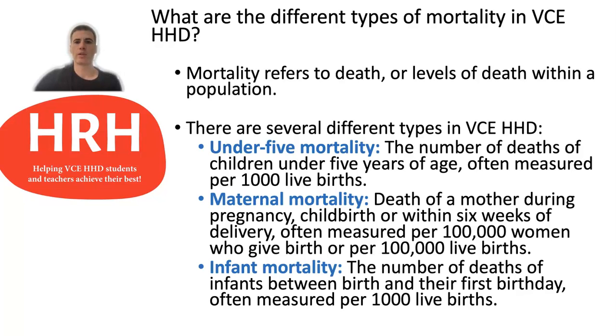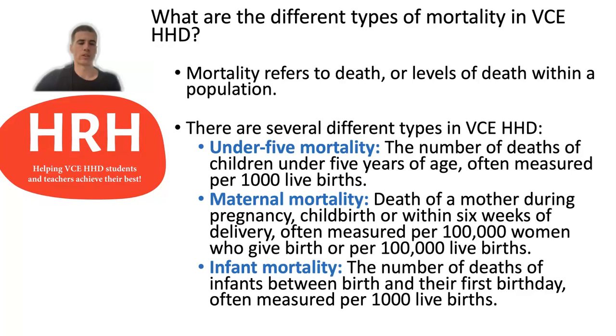And so you can see there, particularly for Units 3 and 4 HHD, there's 3 different types of mortality you need to be across. Under 5 mortality, sometimes referred to as under 5 mortality rate, is the number of deaths of children under 5 years of age, and that's often measured per 1,000 live births.